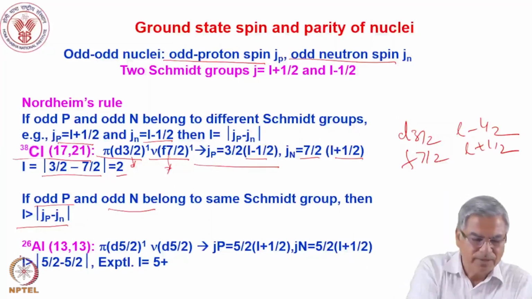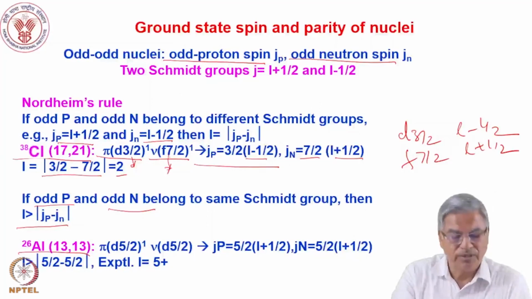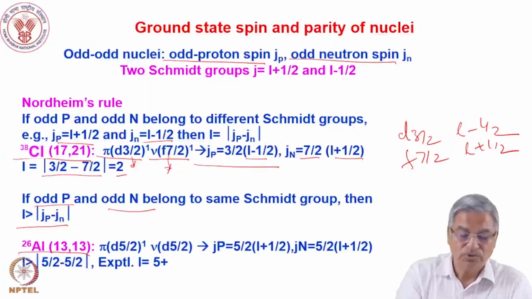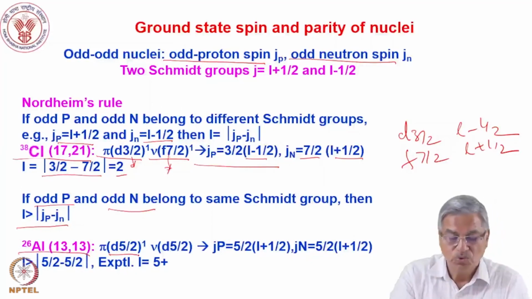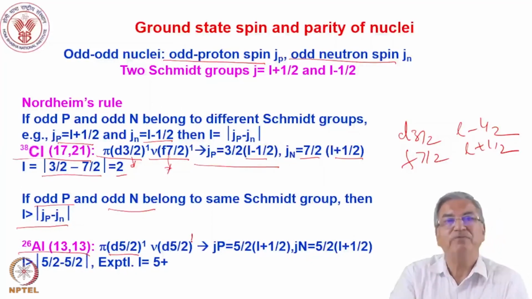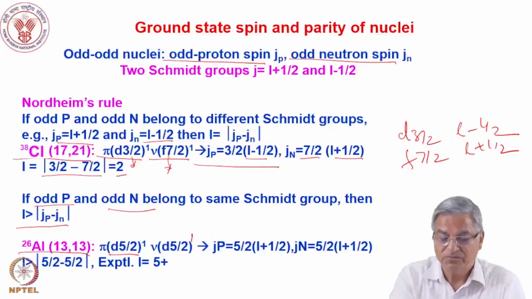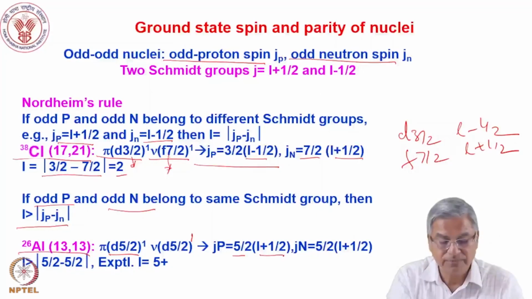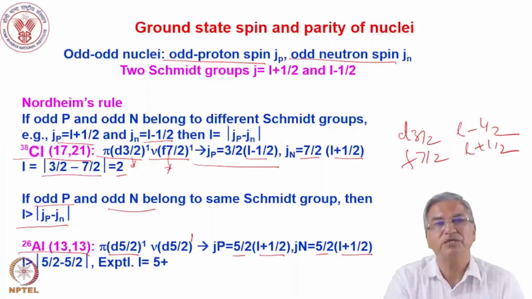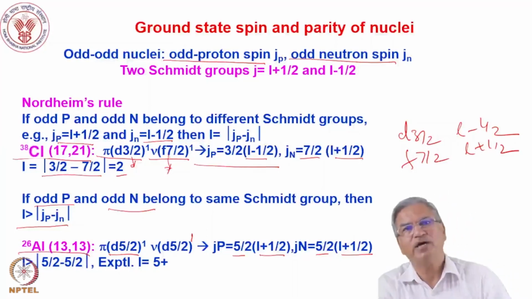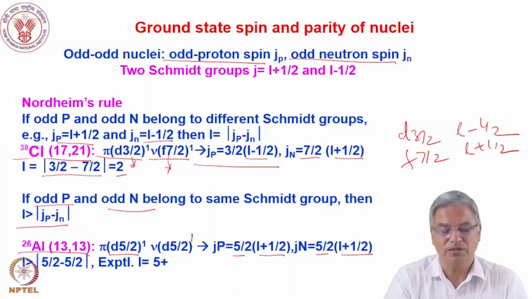For example, aluminum 26. Aluminum 26 has 13 protons and 13 neutrons. So the 13th proton will occupy D5/2 and the 13th neutron will also occupy D5/2, because the proton and neutron numbers are the same. So Jp is 5/2, which is an L plus half state, and Jn is 5/2, also an L plus half state. So here both proton and neutron occupy the same Schmidt group, that is L plus half.